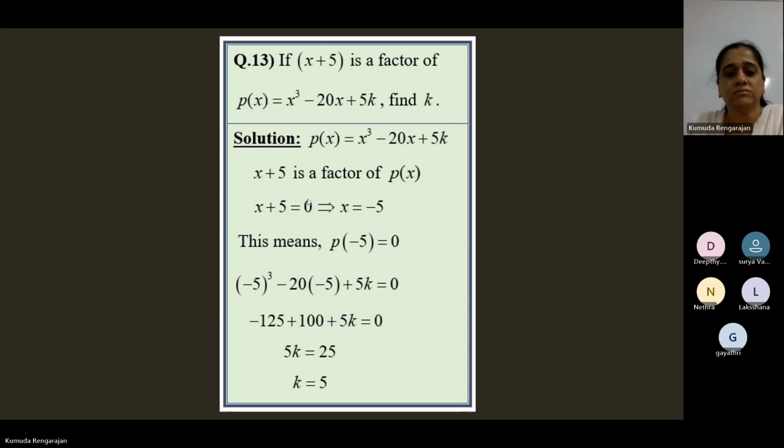Finished? Any questions with respect to the simplification part?